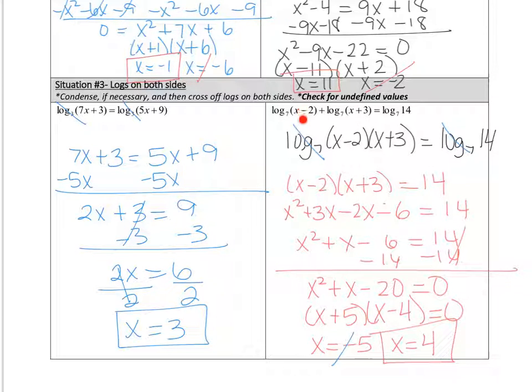Because when I plug in 4, I get a +2. And when I plug in 4 here, I get a +7. So those are your two answers, and that's about it. We're all finished. All right, see you in class tomorrow.